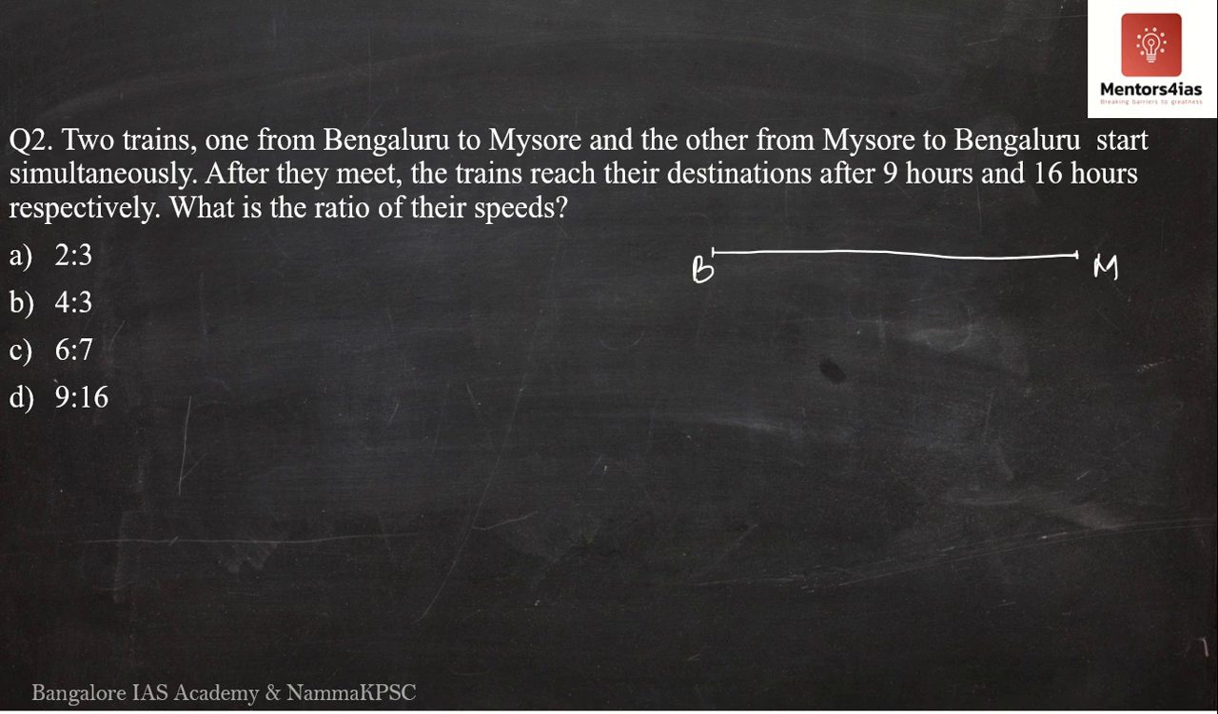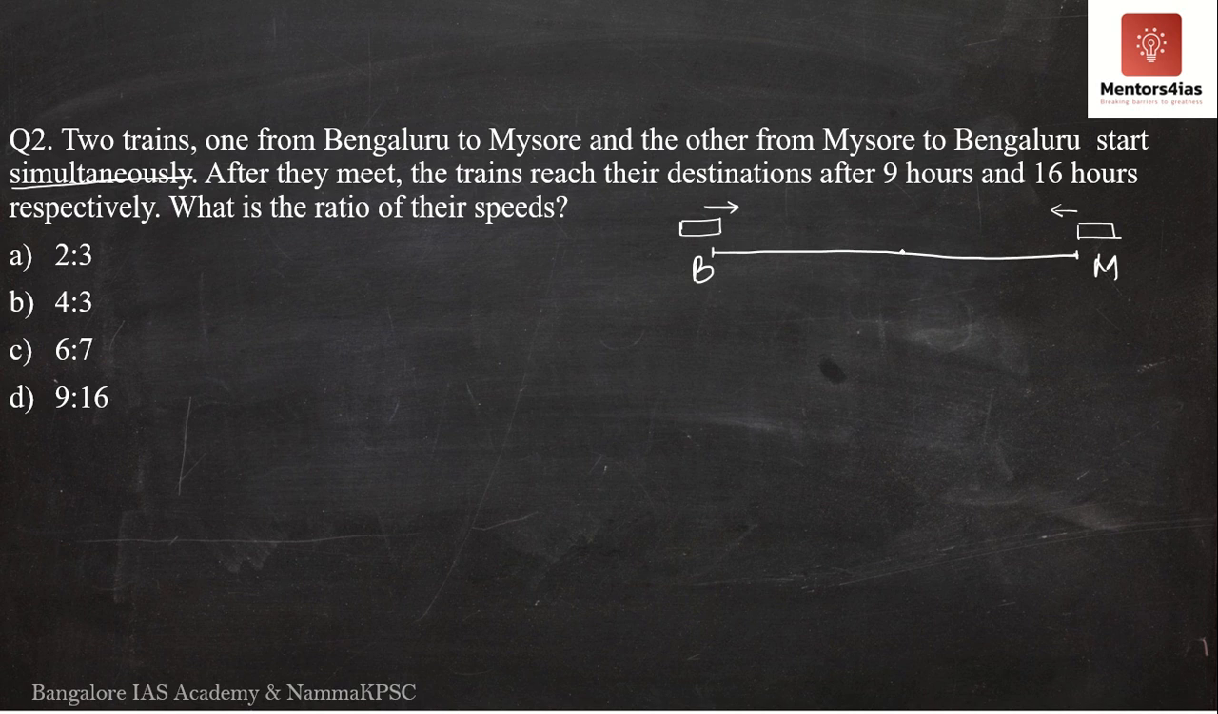Now, they have not given any other extra information. According to the question, there is one train which is going to leave Bangalore towards Mysore, and another train which is going to leave Mysore towards Bangalore, and both the trains start at the same time. So the starting time remains the same. Now this is very important. After that, the question says that after they meet, the trains will reach their destinations after 9 hours and 16 hours respectively. I don't know where they are going to meet.